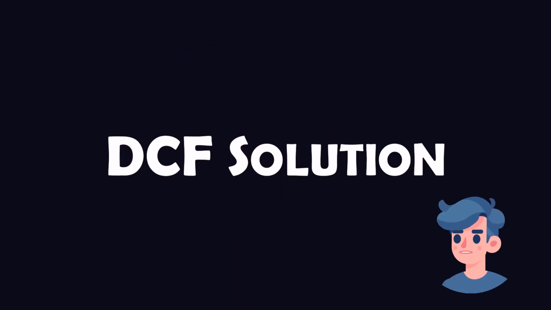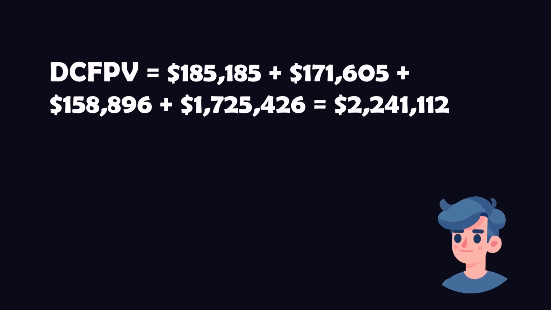When you calculate, you get DCF PV equals $185,185 plus $171,605 plus $158,896 plus $1,725,426 equals $2,241,112. Thus, the company's value today based on future cash flows, considering the risk-free rate, is approximately $2.24 million.